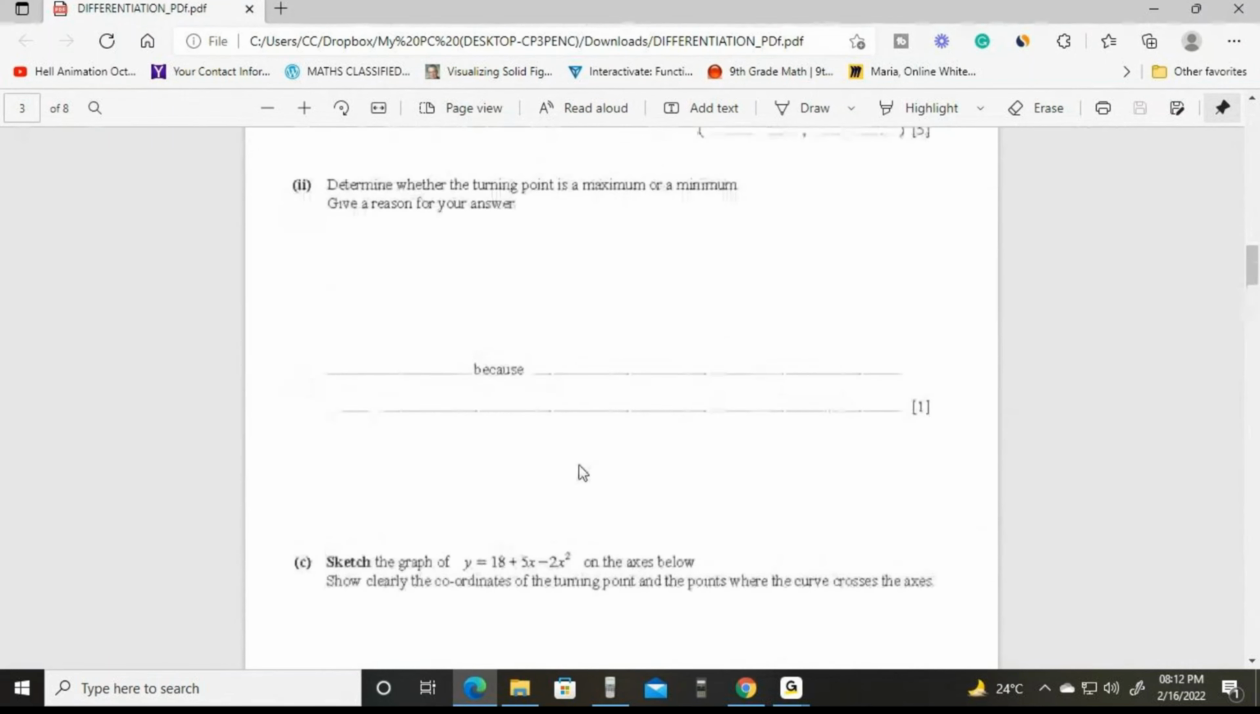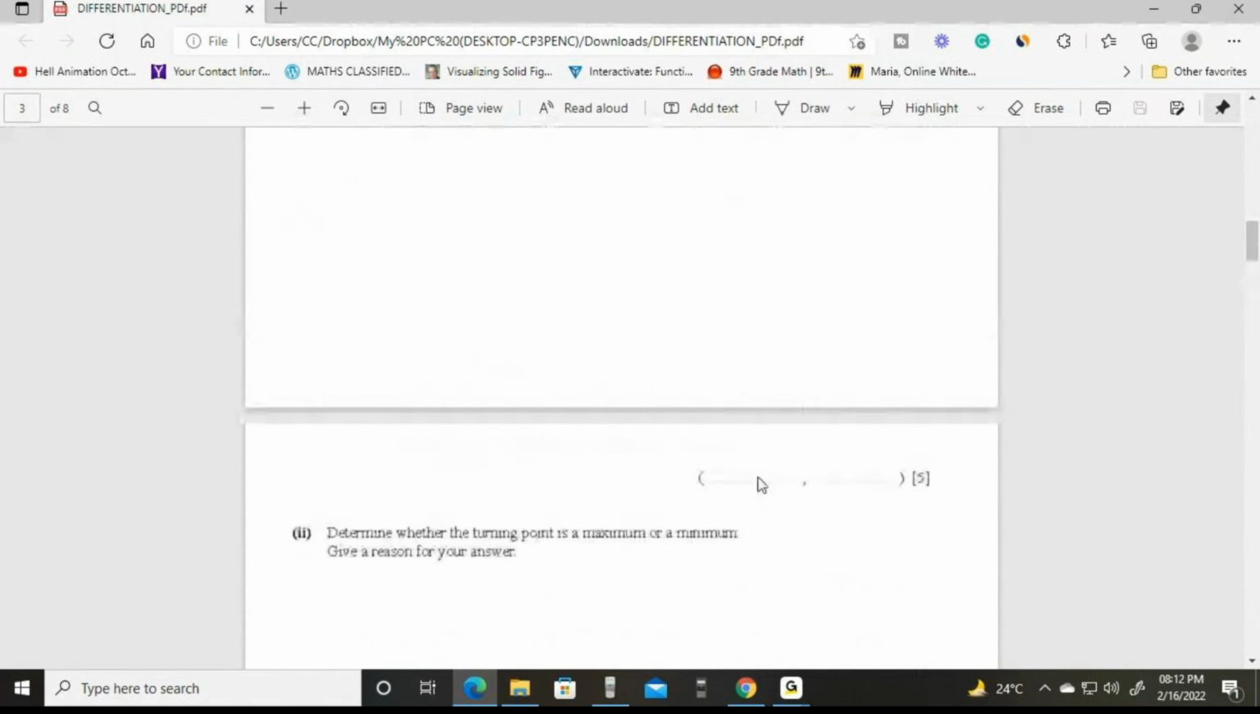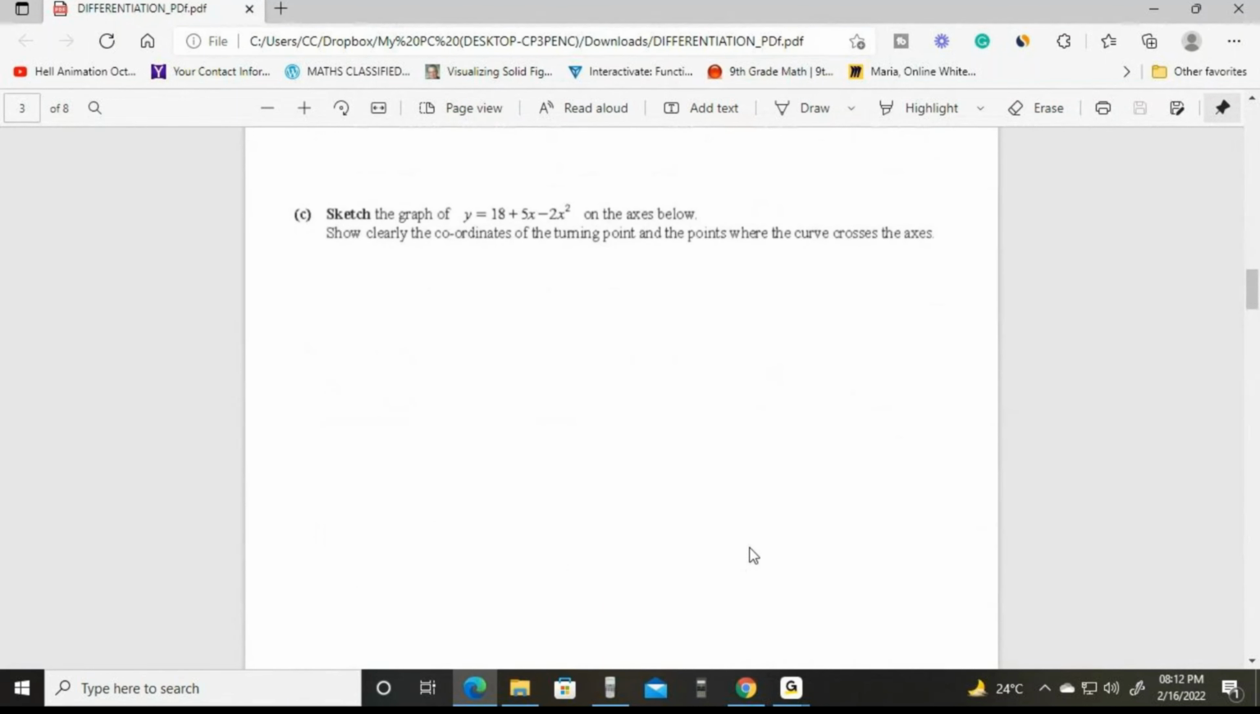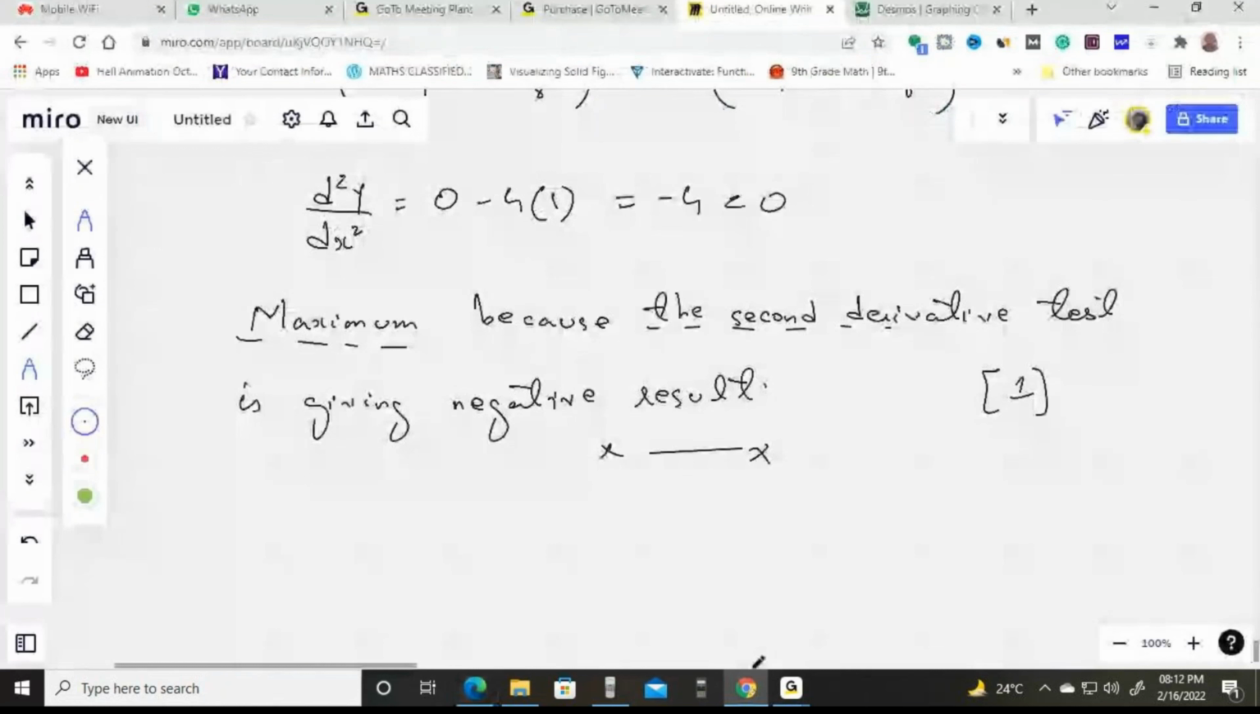Turning points we have just explored in the previous part. What we need to highlight further is your y-intercept. So how do you find your y-intercept? By substituting x value 0 in the original function. The y is coming out to be 18. So the y-intercept will be 0, 18.